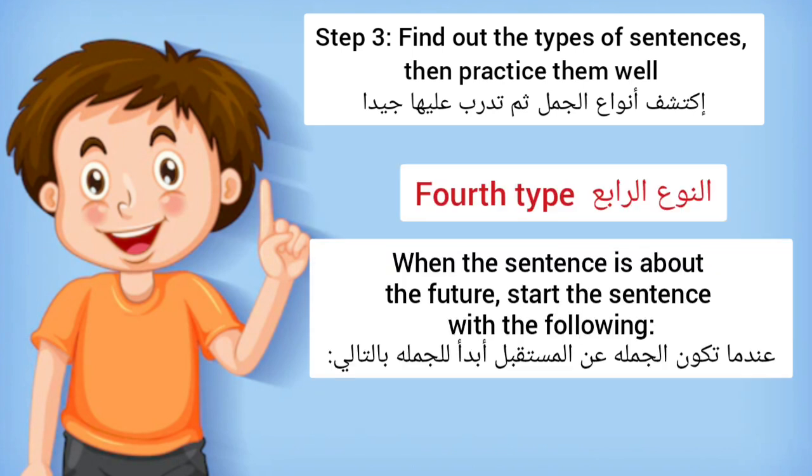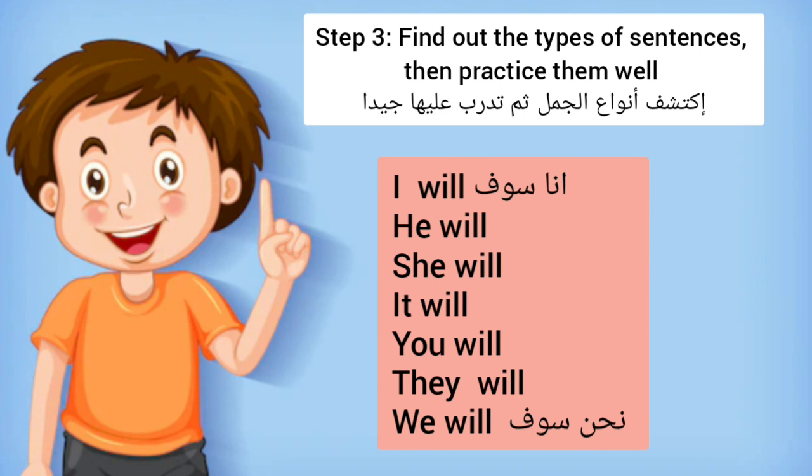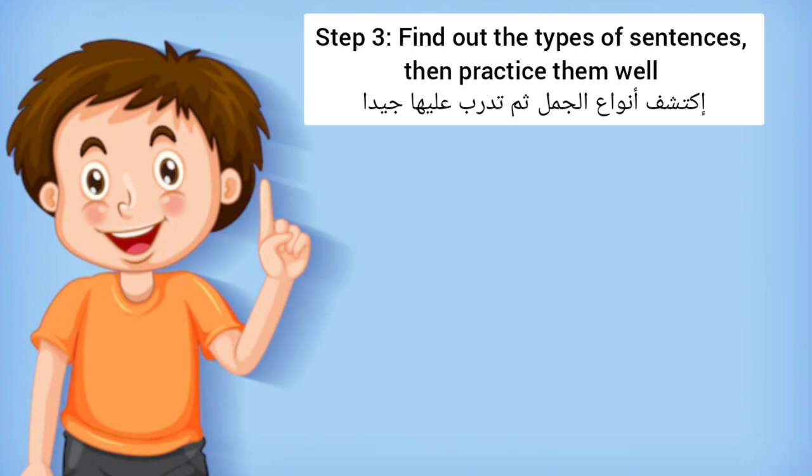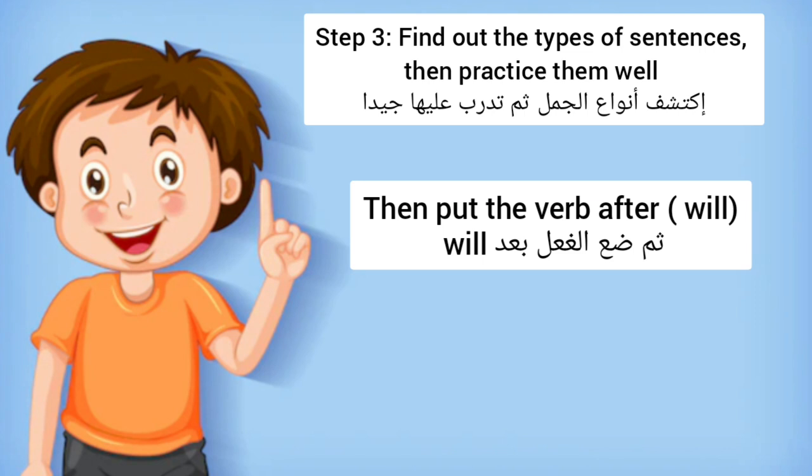Fourth type. When the sentence is about the future, start the sentence with the following. I will, he will, she will, it will, you will, they will, we will. Then put the verb after will.